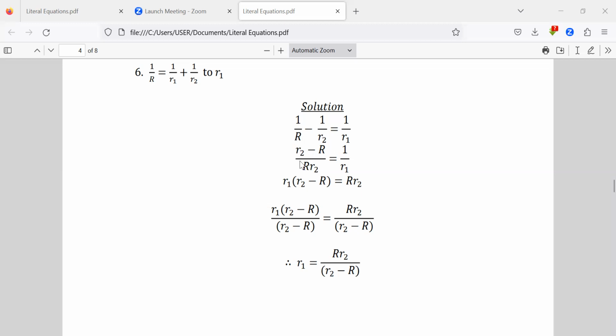So R into that gives us R sub 2. So R sub 2 times 1 gives us that. R sub 2 into this gives us capital R. So capital R times 1 gives us that. So we get this expression.